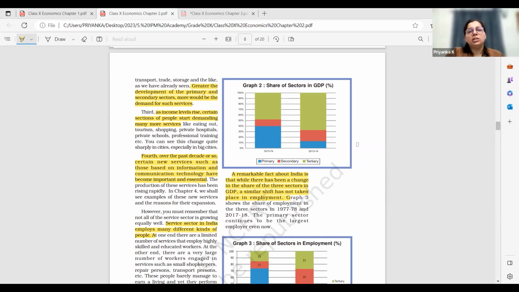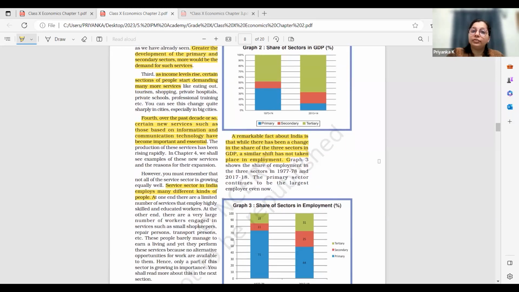We may be studying it in the main topics in our upcoming UPSC classes. So I'll be discussing how the service sectors in India are employing many different kinds of people and how the disparity is happening between the sectors.